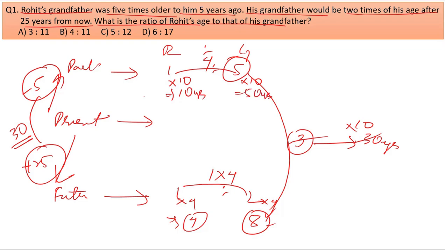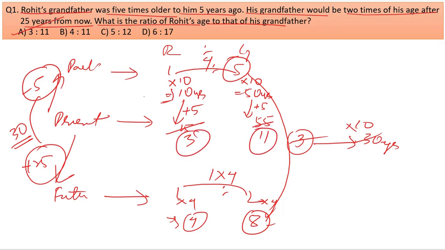Now the age of Rohit 5 years ago is 10 years and the grandfather's age 5 years ago is 50 years. Now the present age will be plus 5 here, plus 5 here, that is 10 plus 5 is 15, and 50 plus 5 is 55, and the ratio will be 15:55, divided by 5 it is 3:11. So 3:11 is the correct answer, hence option A is the correct answer.